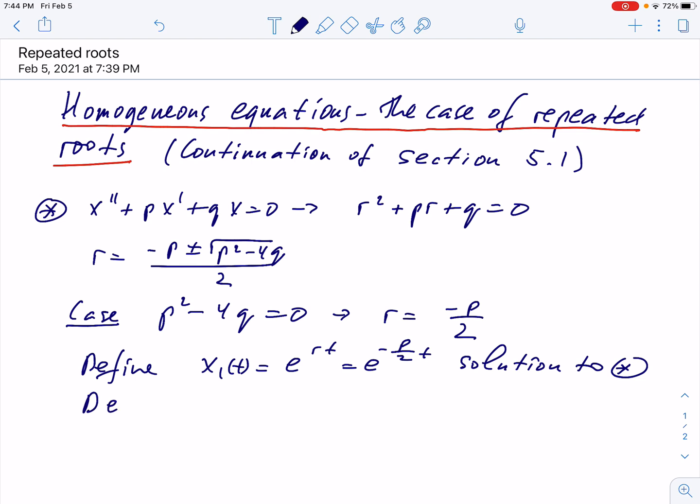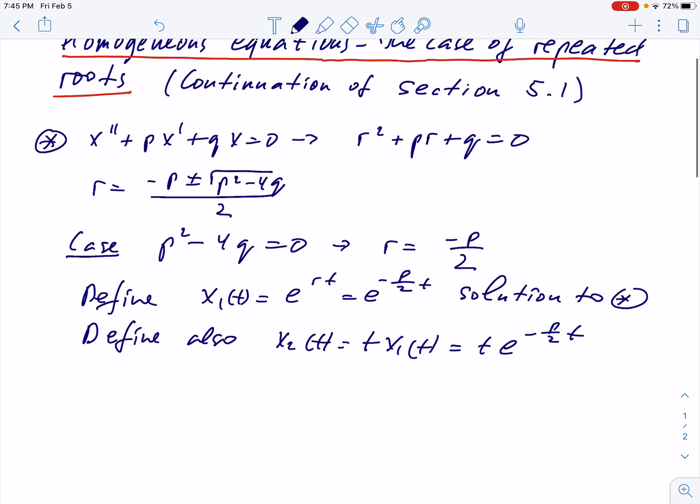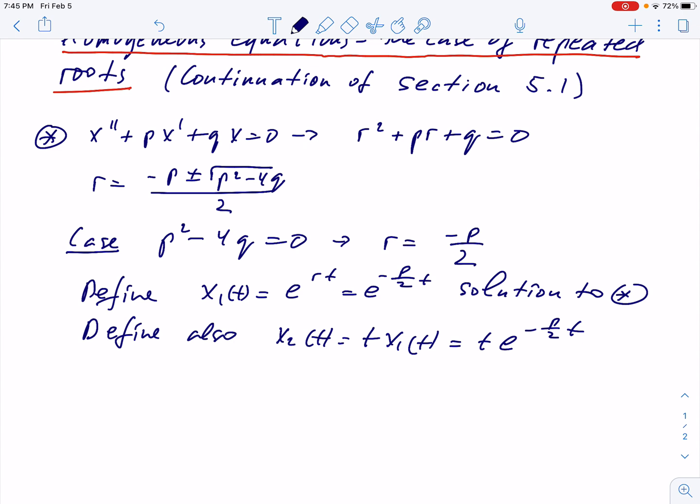So we define x2 of t, which will be t times x1, multiply x1 by the variable t. So this will be t exponential minus p over 2t. And this is also a solution for the differential equation. And obviously, the two functions x1 and x2 are independent. The ratio is t, it's not a constant.